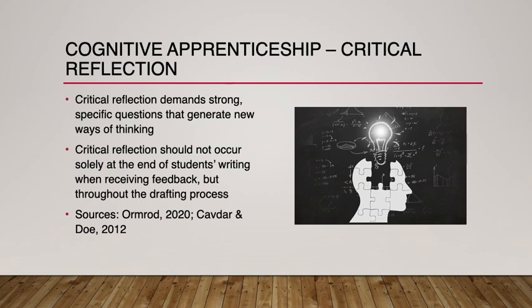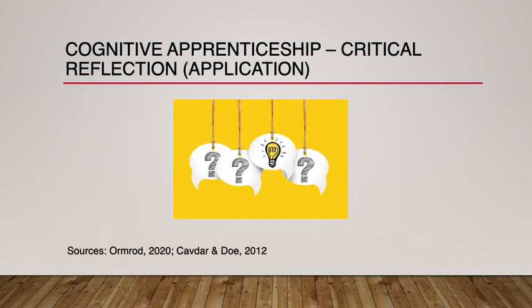Kavdar and Doe, in a 2012 study, assert that critical reflection should not solely transpire at the end of a written composition. Rather, critical reflection through questioning and evaluation should guide a student's writing. For only when critical reflection is embedded in the writing process can writing serve as a vehicle for genuine learning. The goal behind cognitive apprenticeship is that the learner ultimately determines how he or she learns best without continual guidance from his or her apprentice.